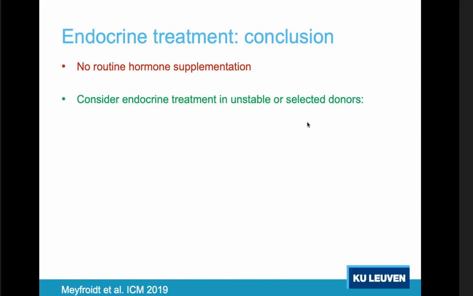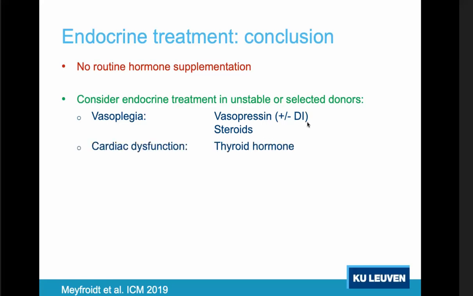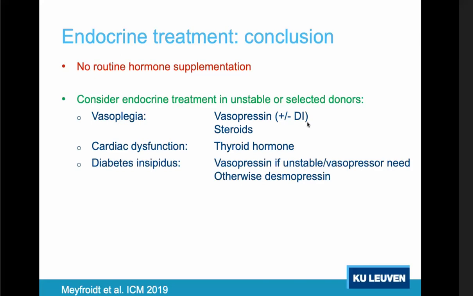So the conclusion for the endocrine treatments is that there is no indication for routine hormone supplementation. However, endocrine treatment should be considered in unstable or selected donors. When the problem is vasoplegia, then vasopressin and/or steroids should be considered. When the problem is cardiac dysfunction, then thyroid hormone should be considered. And when there's DI, of course, vasopressin or desmopressin should be considered. And as just said, severe hyperglycemia should at least be prevented or treated.